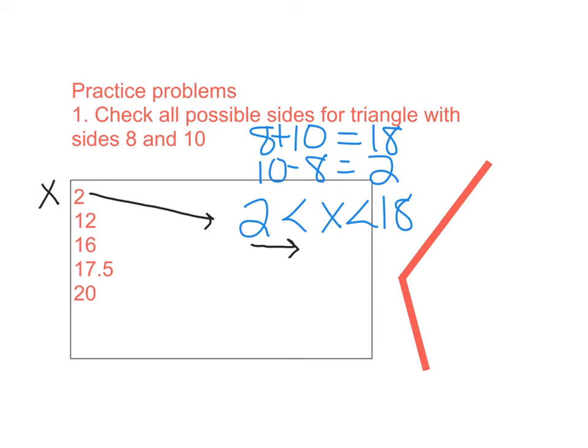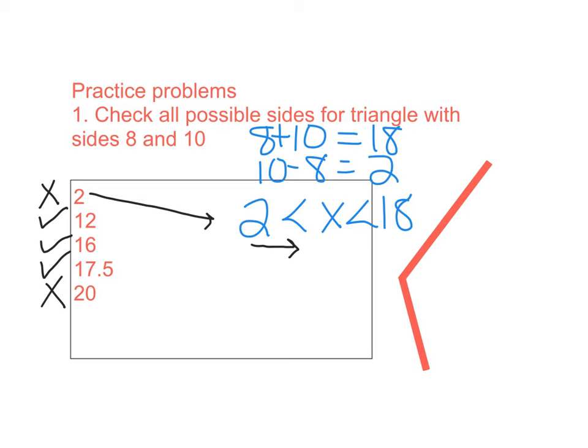Would 12 fit in this range? Absolutely. 12 is bigger than 2 and less than 18. Would 16 fit in this range? Absolutely. 17.5? Yes. What about 20? Nope, that side is too big. So this is what we're doing when we're given two sides and trying to find a possible third side.